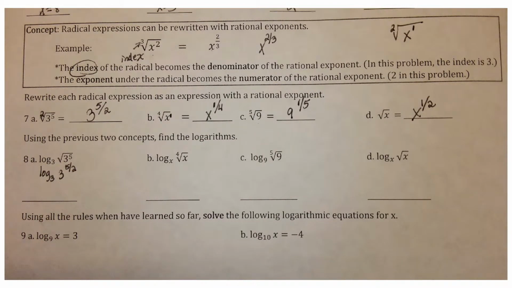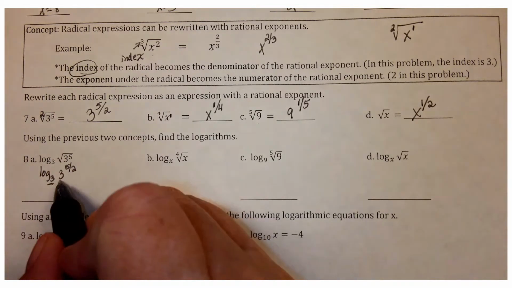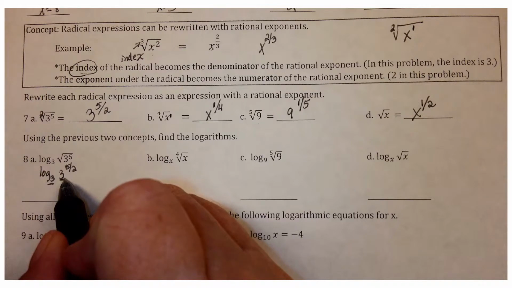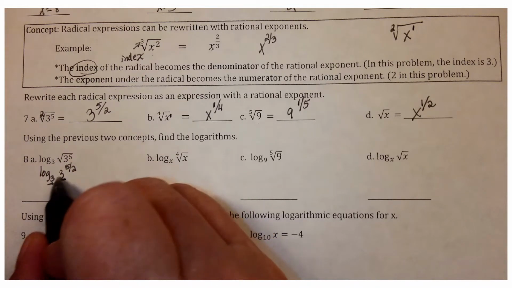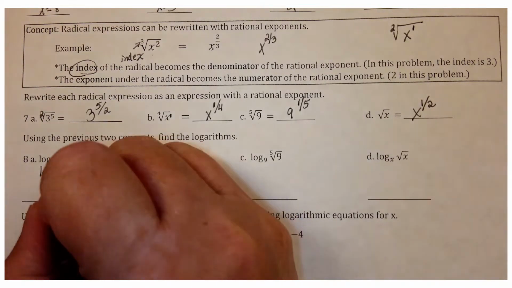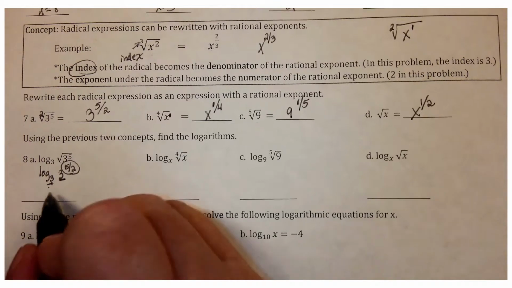Now, use the rule that you've learned before. If the base of the logarithm and the base of the exponential expression are the same, the answer is the exponent on the exponential expression. So here, the bases are the same. My answer is just 5 halves. So I literally just write 5 halves.